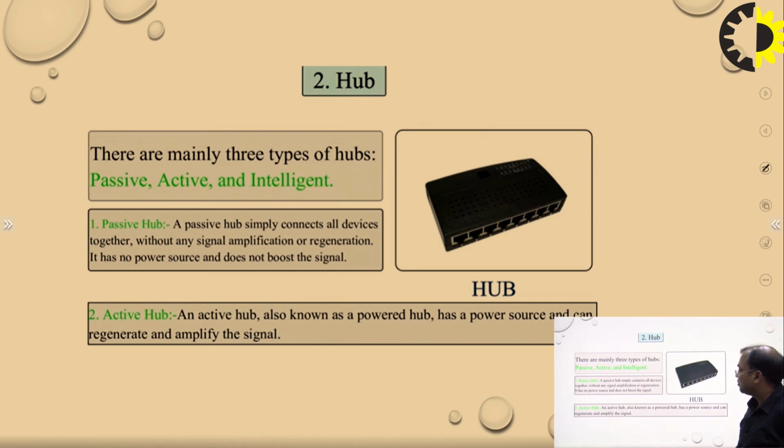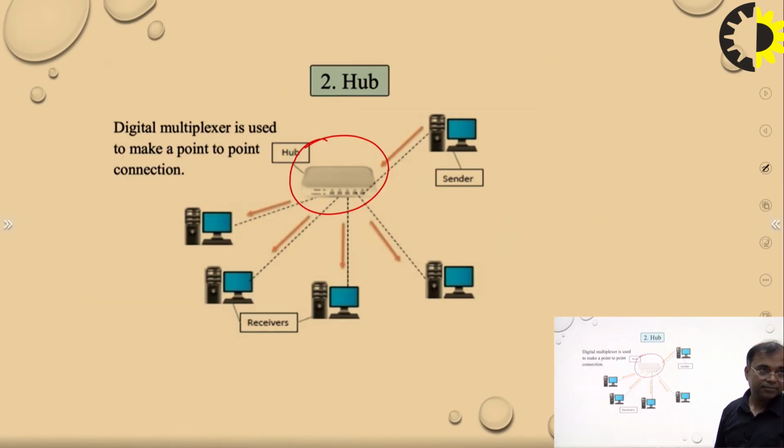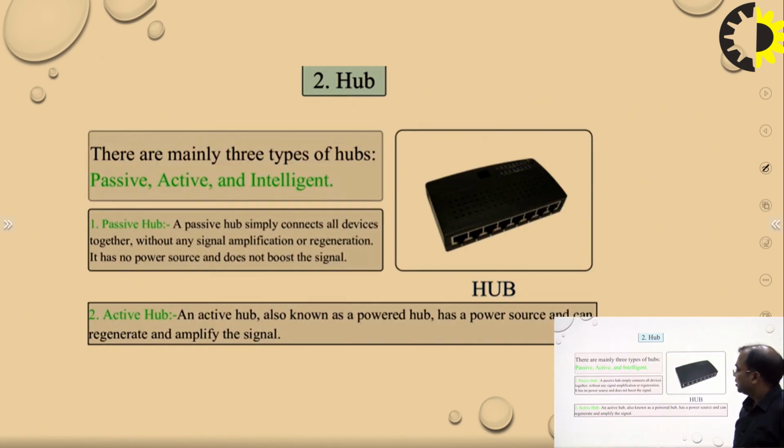Active hub is also known as a powered hub. It has a power source and can regenerate and amplify the signal. What does it do? It takes power. This one needs power, and it regenerates and also amplifies. Just amplify and regenerate the signals. Clear? If an active hub is installed, it just takes the incoming signal, regenerates and amplifies the signal, that is, enhancing the signals.